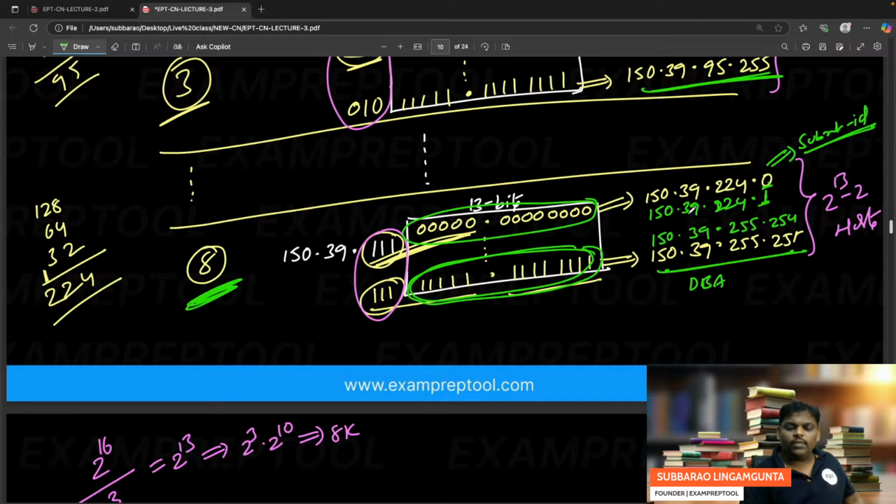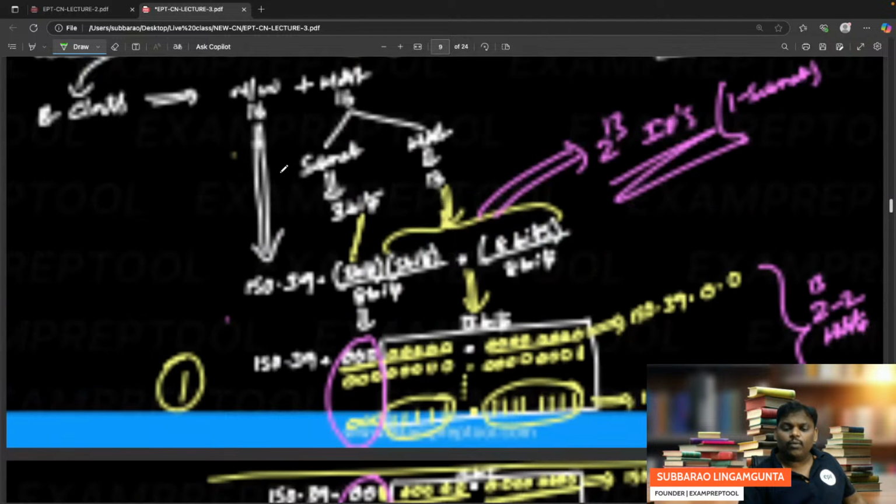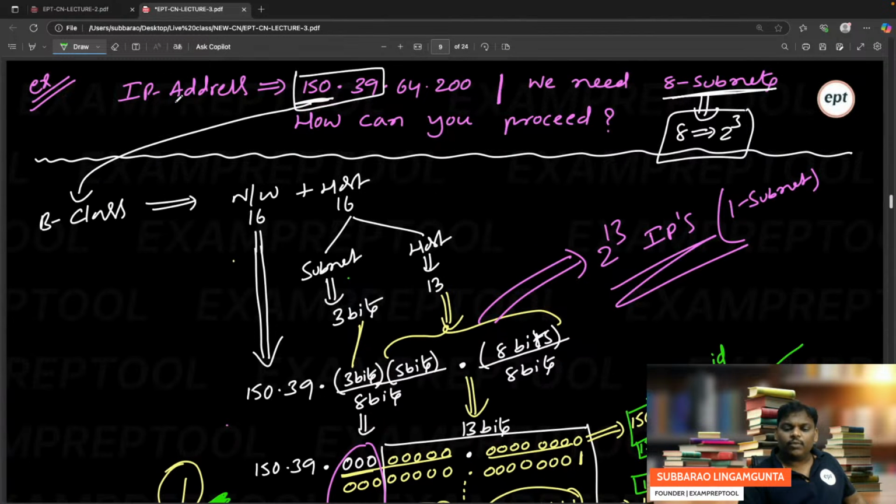I hope all the people got all that. What is the given problem? Some people are asking, sir, what is the given problem? IP address 150.39.64.200. We need 8 subnets. How can you proceed? So this is the way.